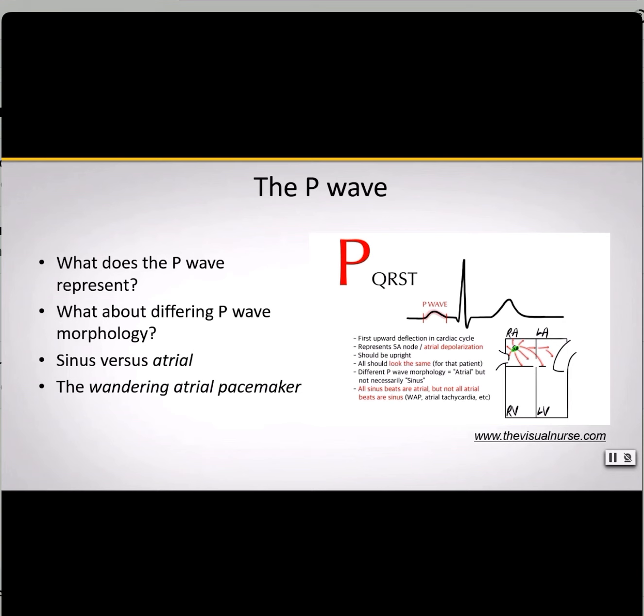Now, if a P wave appears that looks different than the rest, we refer to this as an atrial ectopic beat. Ectopic is simply meaning that it's from an abnormal origin. If an atrial beat comes early, we call it a premature atrial contraction, or PAC. Premature atrial contractions are typically benign, but they may be felt as occasional palpitations in some patients, for example.